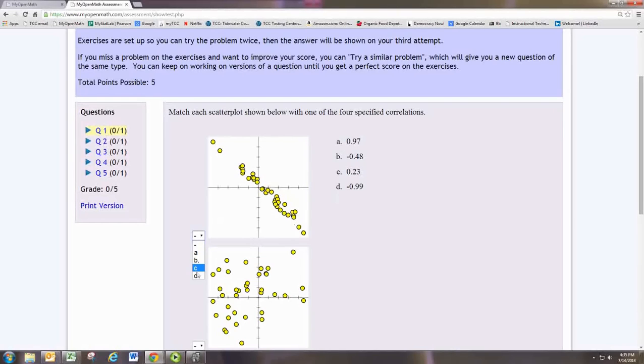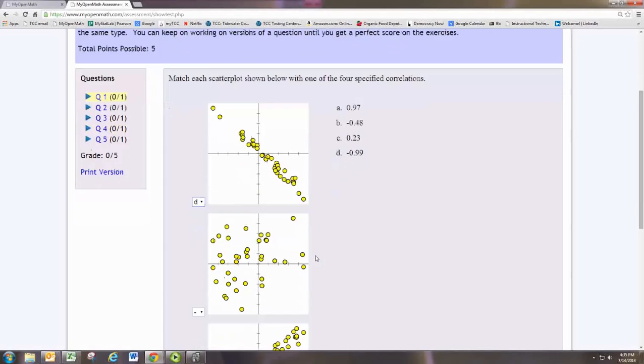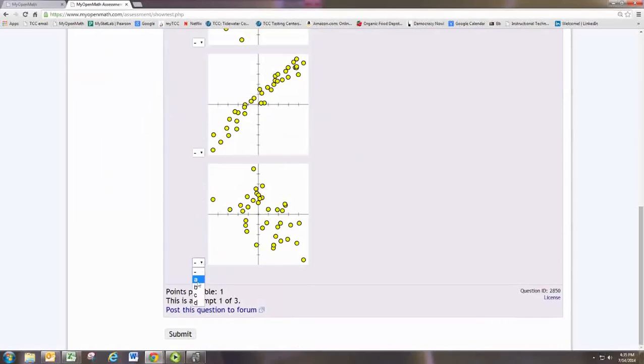while the bottom graph will then be the one that's closer to 0, such as B. Notice it's still the negative value that we choose.